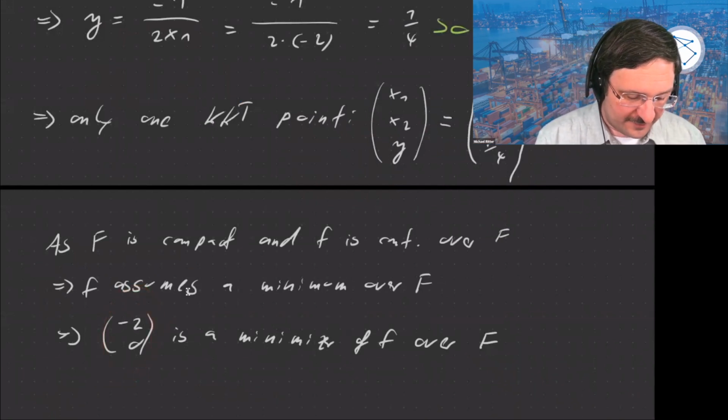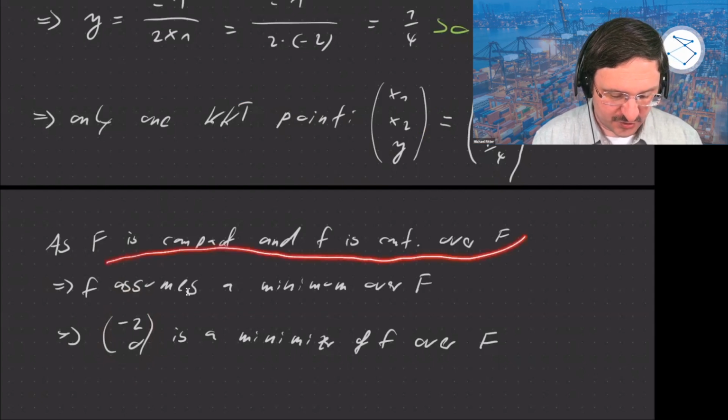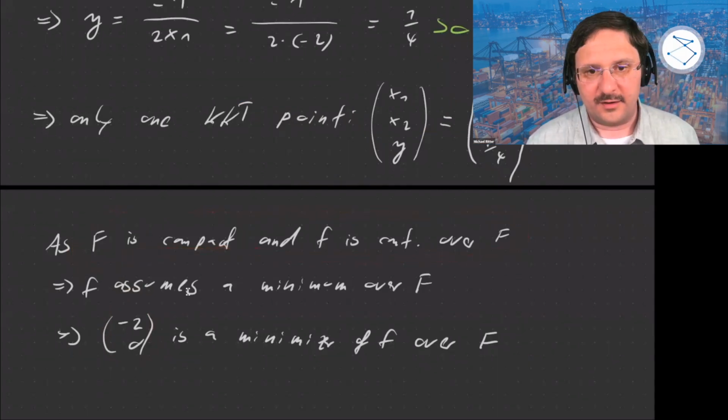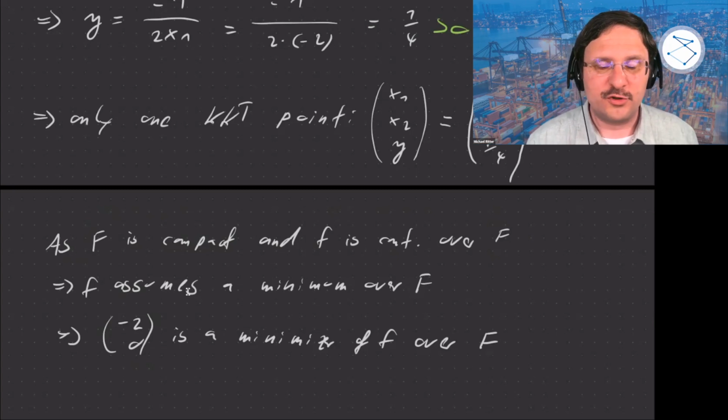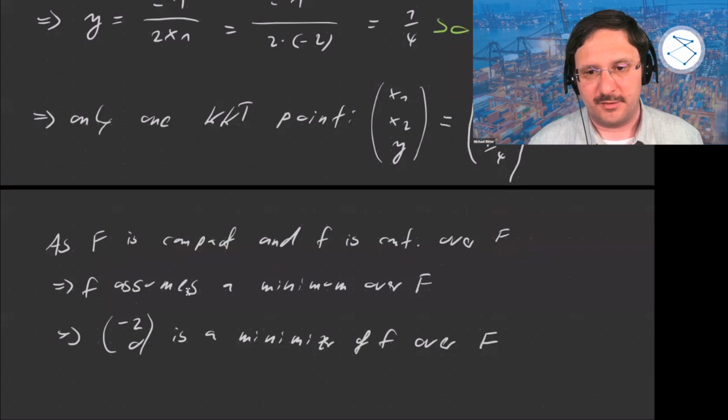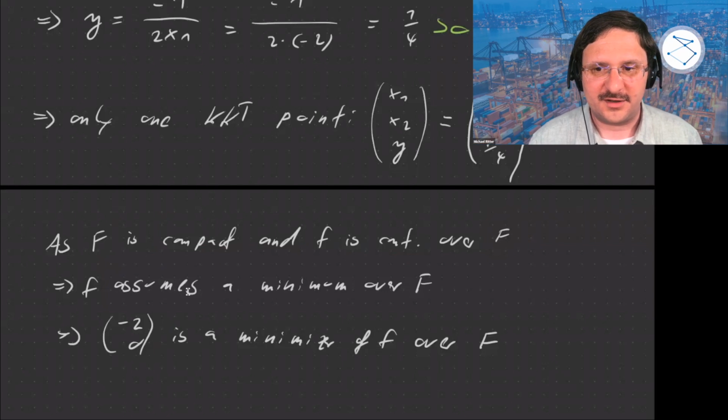And now we know that F is compact and the function is continuous over F. And you know that theorem. It holds in the same way in one-dimensional analysis. A continuous function over a compact set assumes minima and maxima over that set. So there must be a minimum contained in the feasible region F, and also a maximum, but we're not looking for that. Right? So the only candidate we have found must be the actual minimum. That's the reasoning here. It needs to exist, and there's only one possible candidate, so that must be it.